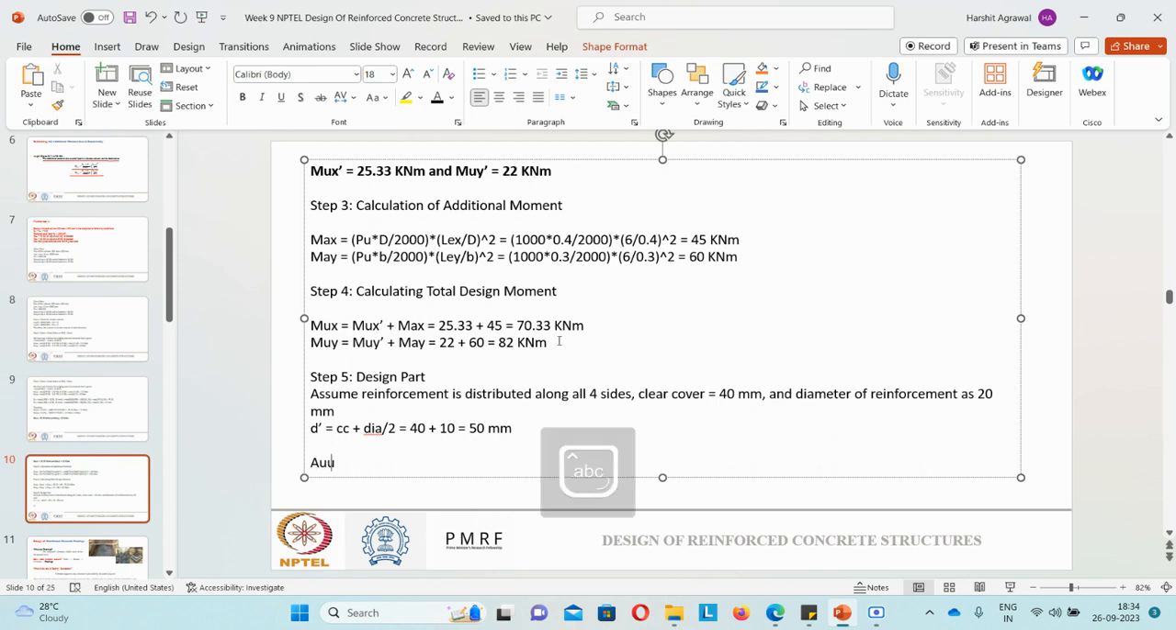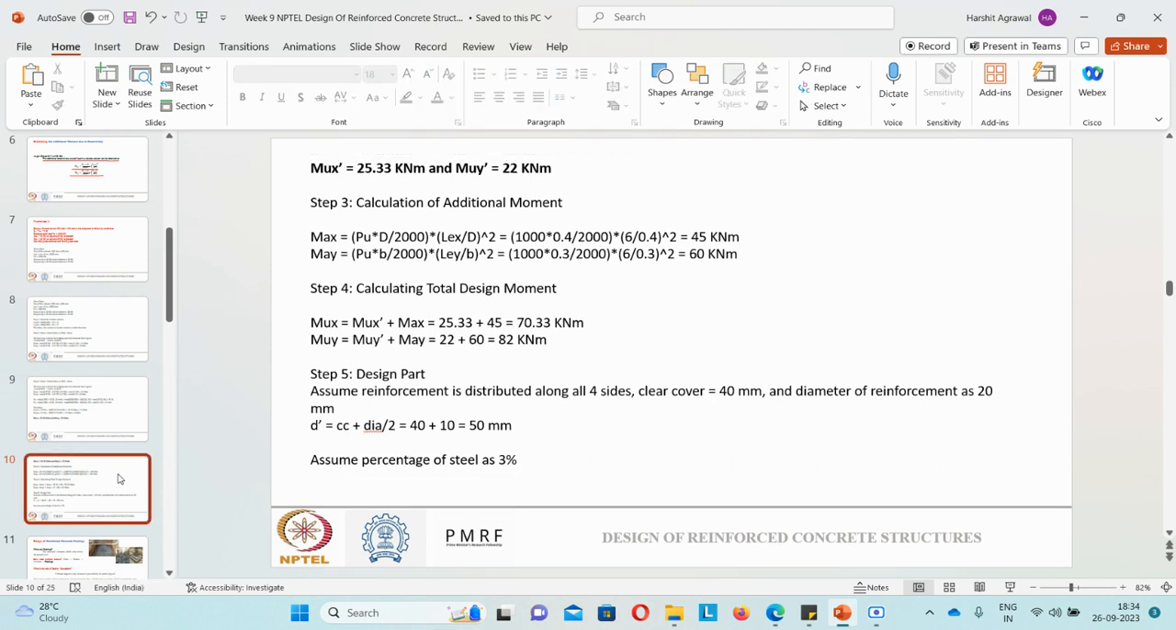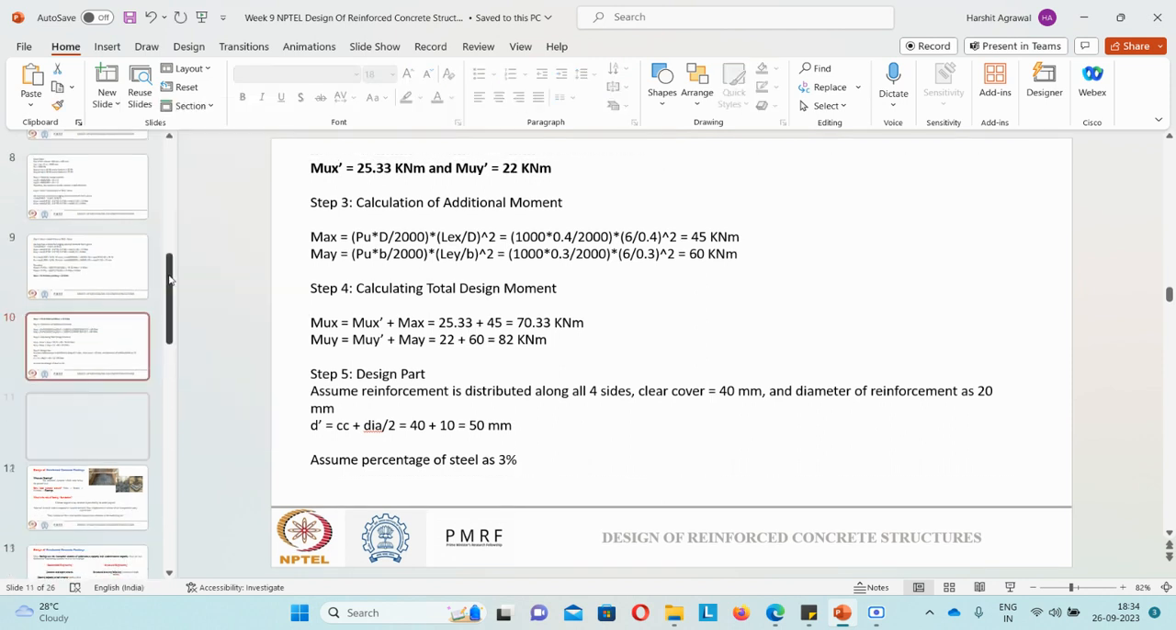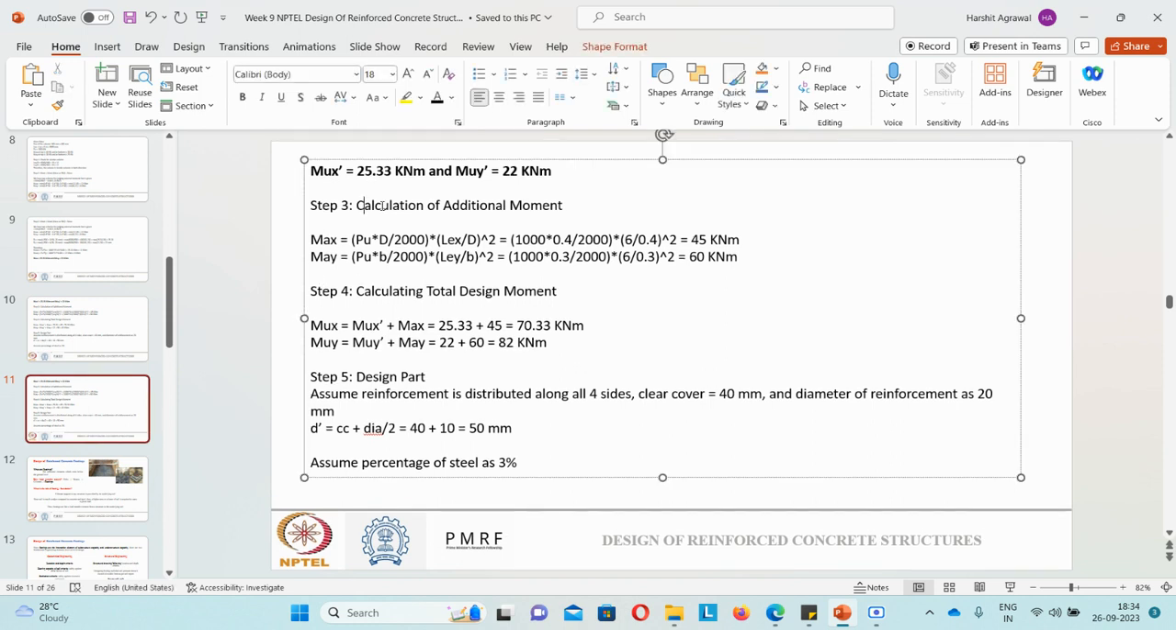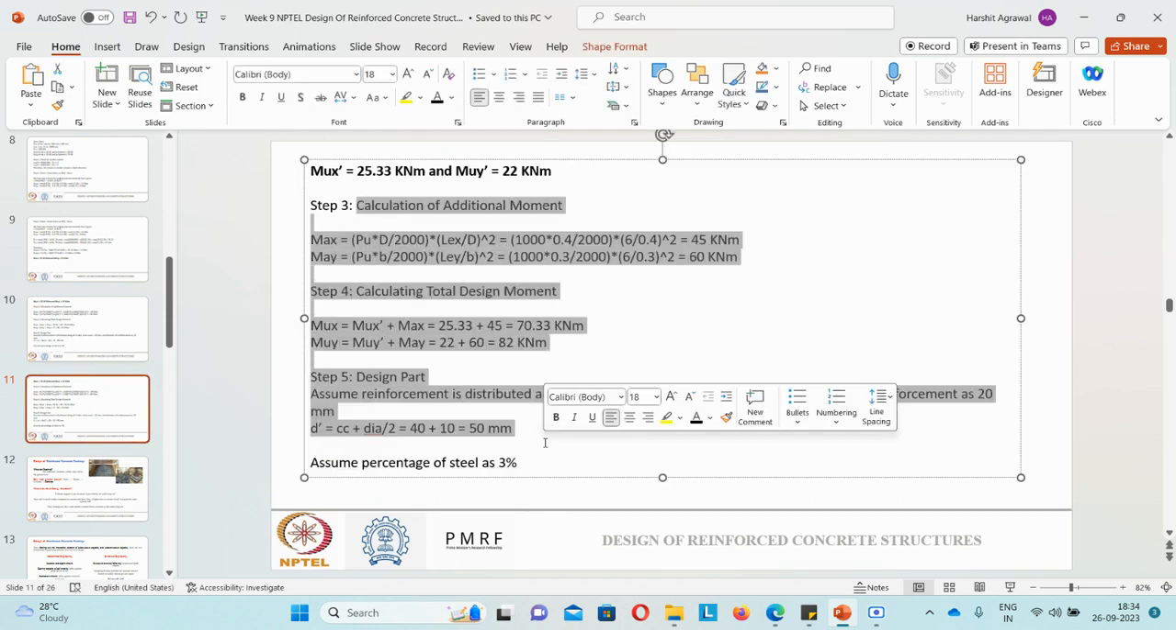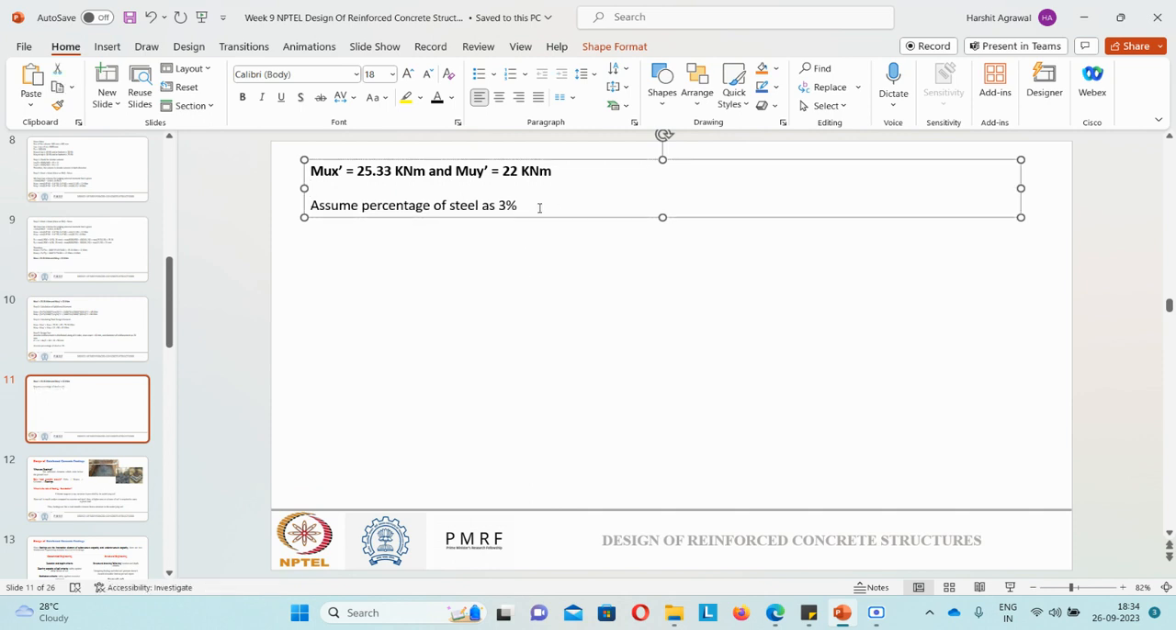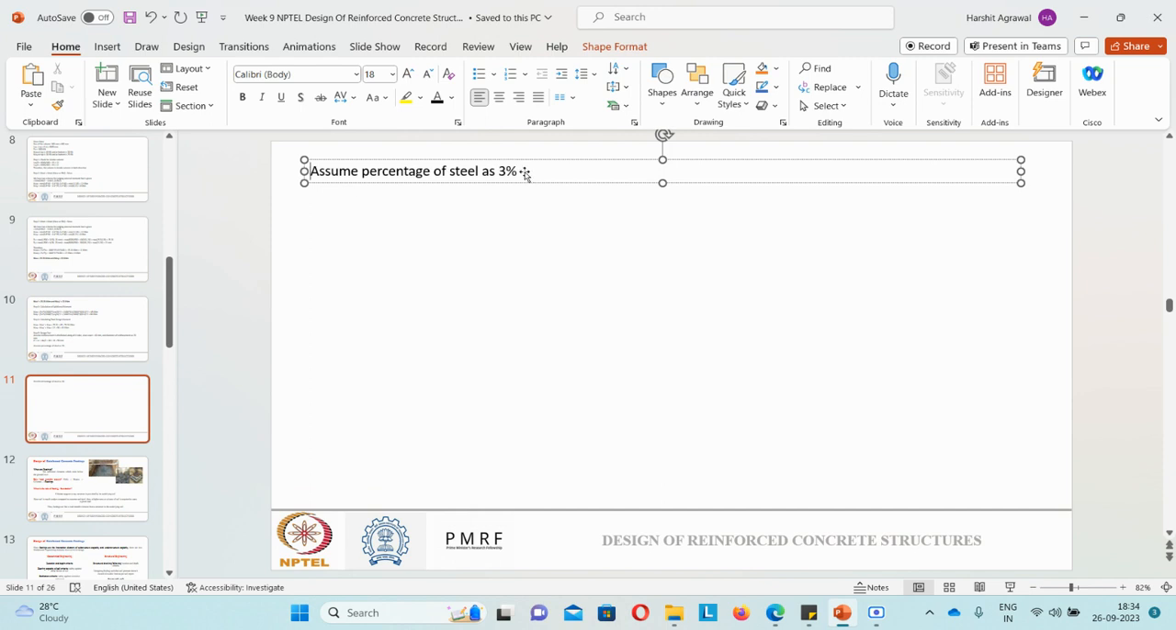So let's assume I am providing a percentage of steel as 3%. This is what I am assuming for design. Along the x direction we will calculate Mux1 first, and then along the y direction we will calculate. So this is my assumption. Okay, so along the x direction first.